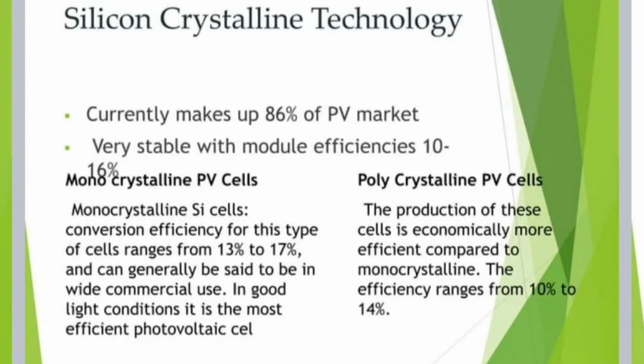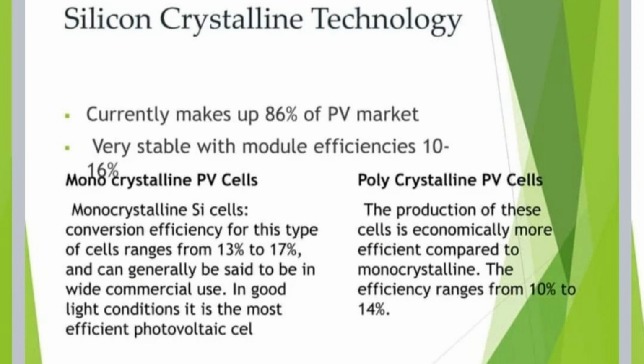Then comes the silicon crystalline technology. It currently makes up 86% of the PV market. It is very stable, with module efficiencies ranging from 10% to 16%. Then the monocrystalline PV cell: the conversion efficiency for this type of cell ranges from 13% to 17%, and it can generally be said to be in wide commercial use in good light conditions. It is the most efficient photovoltaic cell.